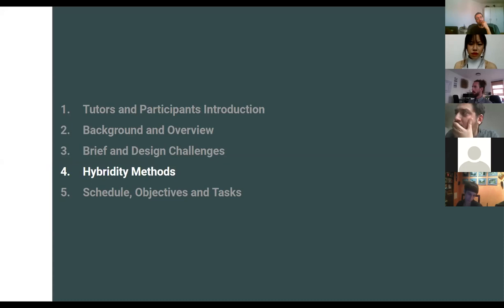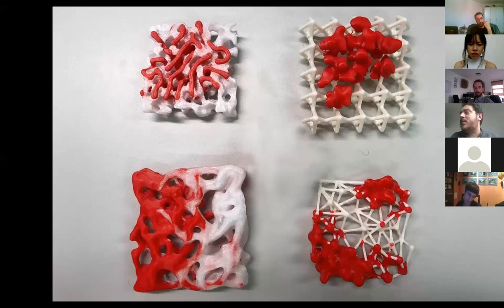I'm going to go to the fourth part of the lecture, which is hybridity methods. So to prepare some methods and workflows for the workshops, we have developed systems for materialization and 3D printing of multi-material systems. These four methods that you see here, which are printed, are the methods that we are going to discuss in this introduction. And then on the first day, you're going to learn how you can create these material systems and also consider productionability and fabricationability of these systems at the same time.